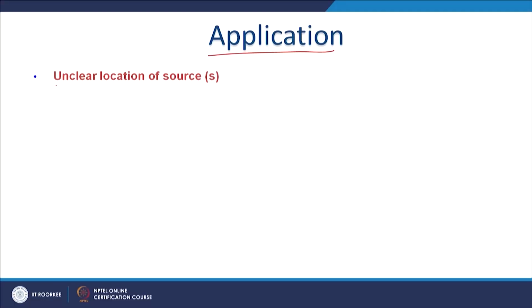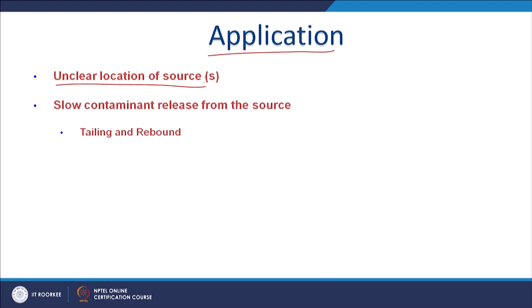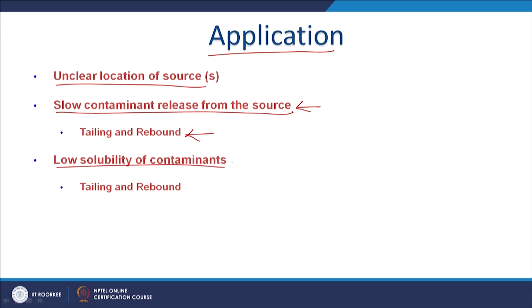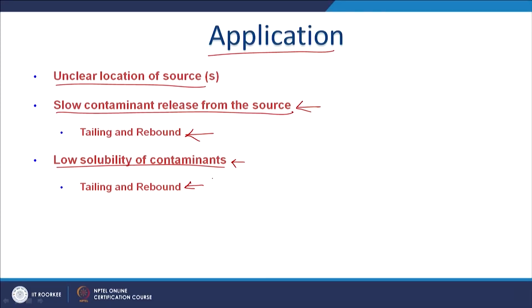So when the location of the source, pardon me, is not clear, that's one particular aspect. And obviously slow contaminant release from the source, right, and this again leads to tailing and rebound. Different cases, stratification, NAPL, adsorption, so on and so forth. And then let's say if the contaminant is again relatively less soluble, right. Again for hydrophobic compounds, typically solubility is relatively less, but high enough such that it's above the regulatory standards, right. So in that context, what do you have? I'm going to end up observing this tailing and rebound, right.